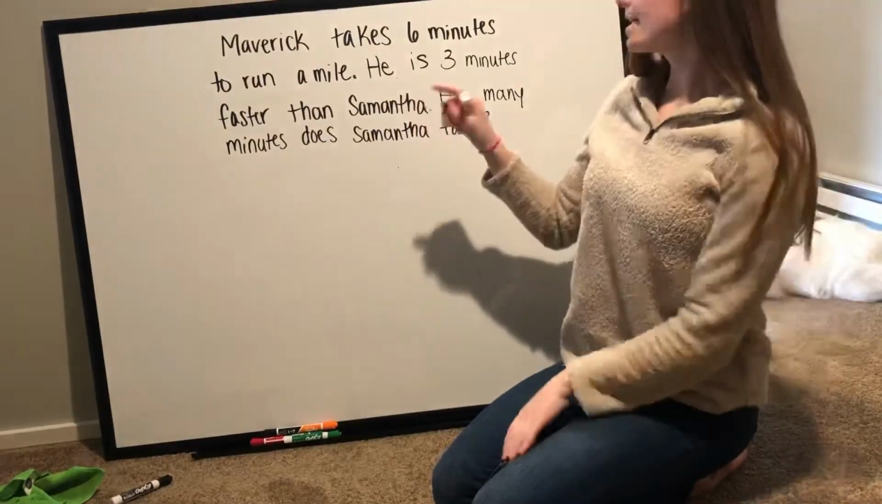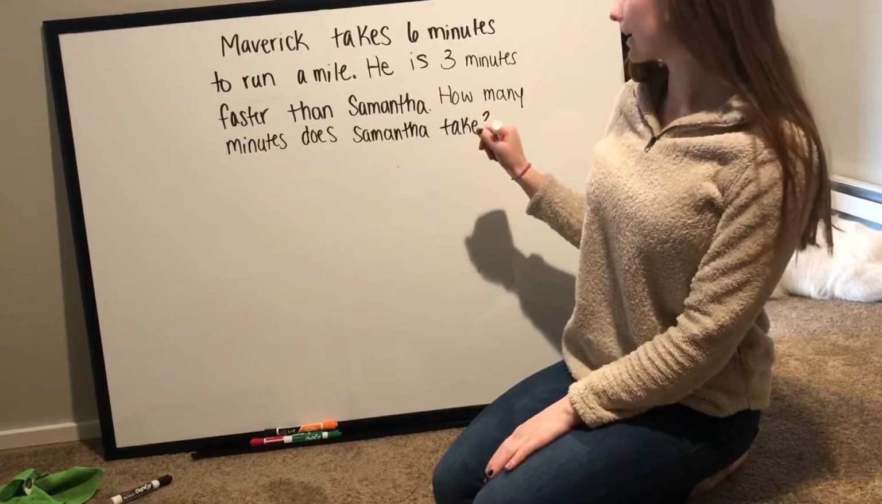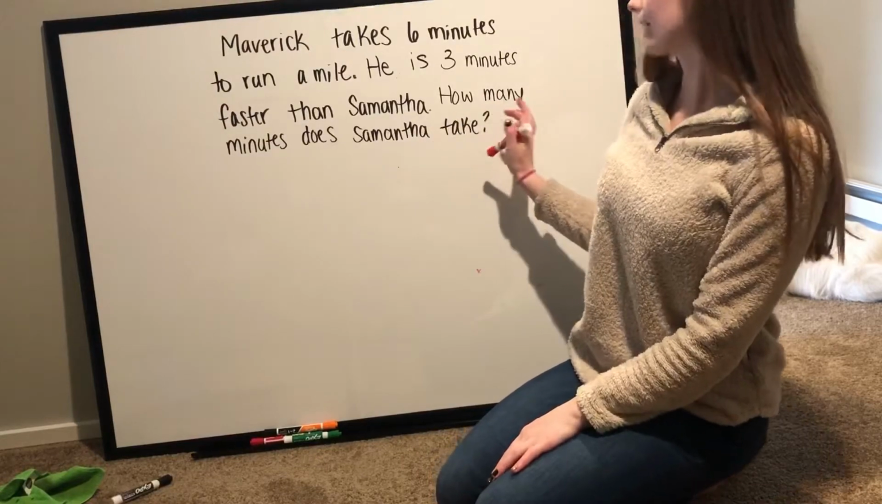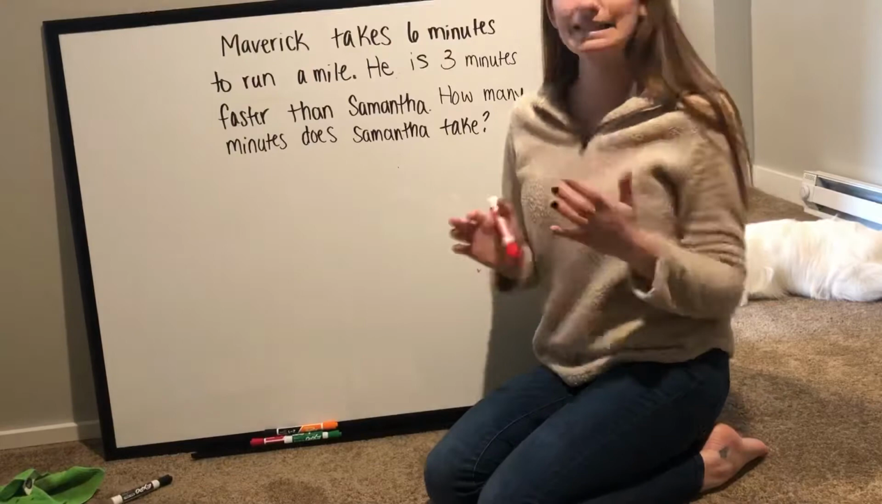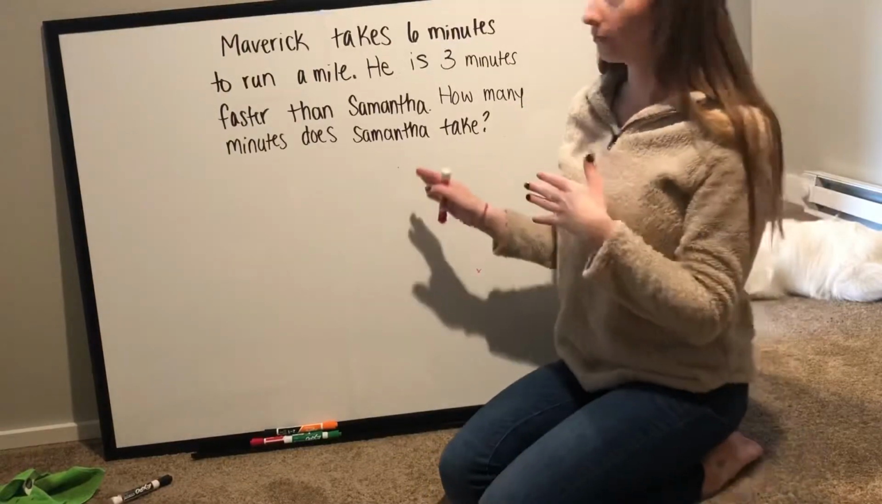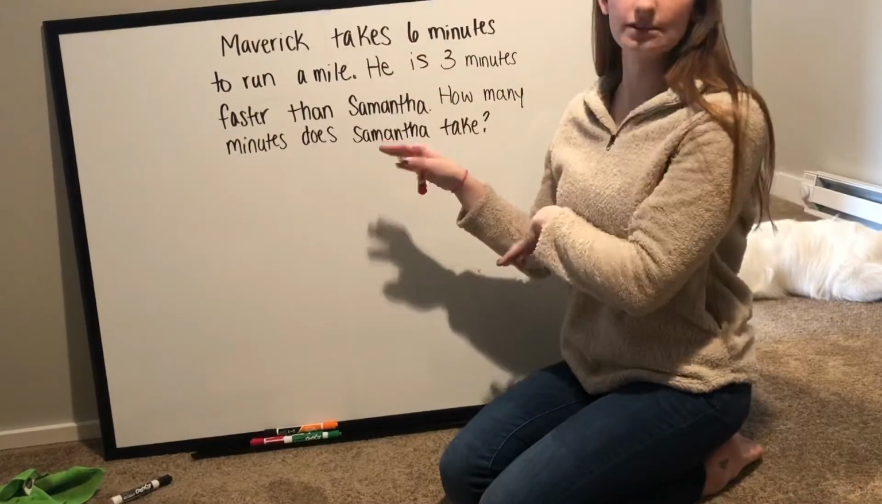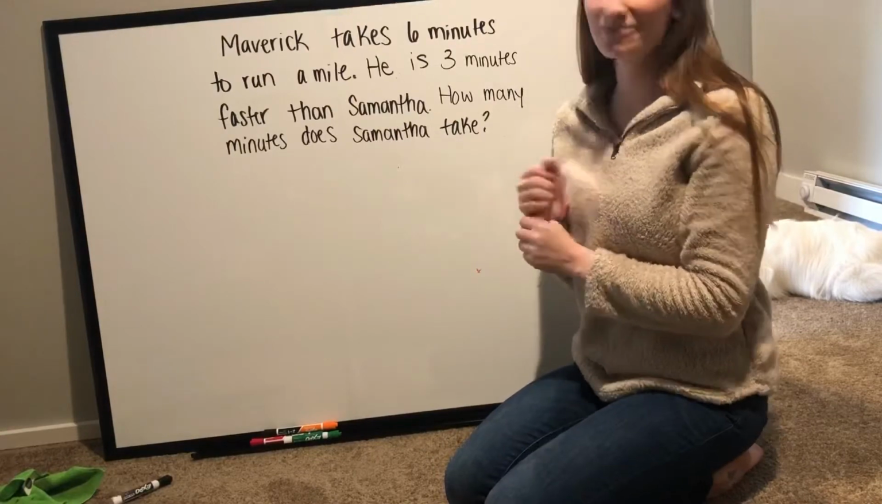So it says, Maverick takes 6 minutes to run a mile. He is 3 minutes faster than Samantha. How many minutes does Samantha take? So we know that we need to find Samantha, but we know Maverick's. Can you tell I used my name and my dog's name?